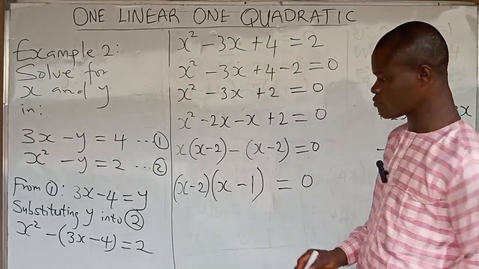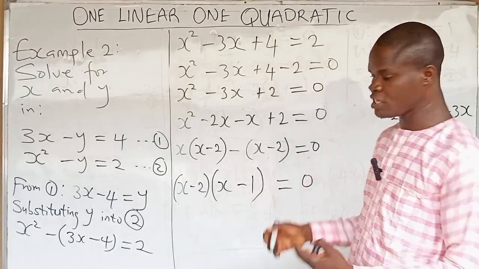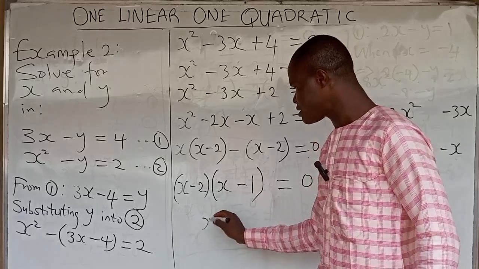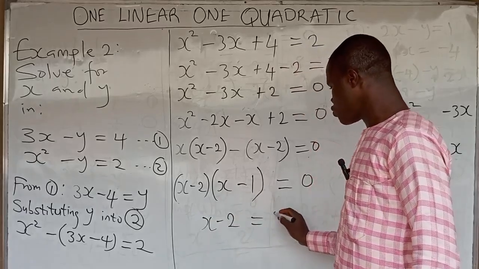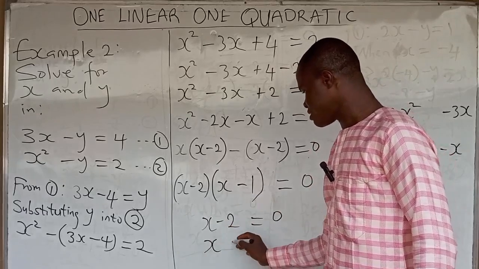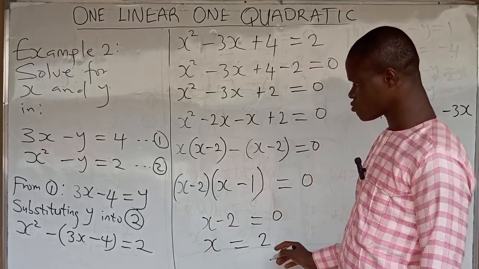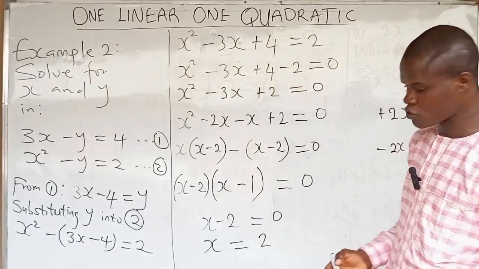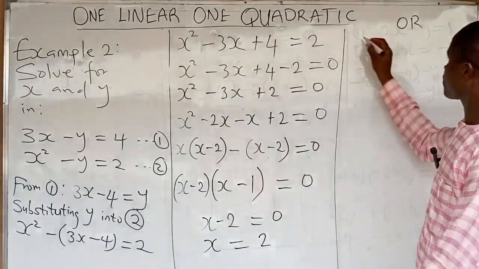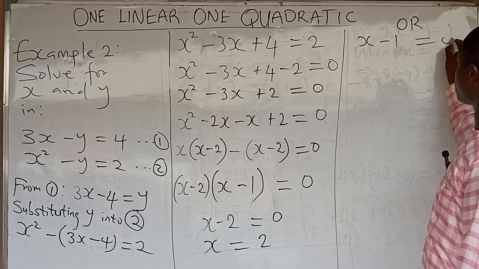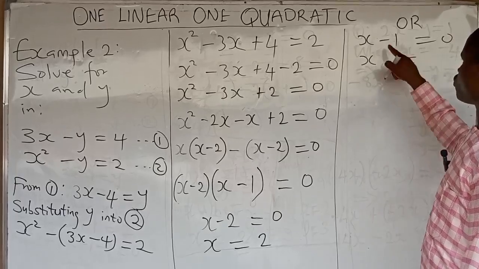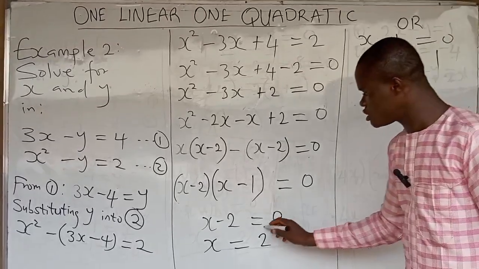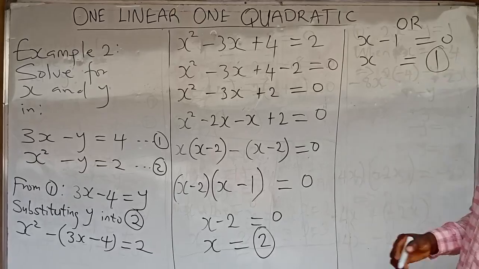Equal to 0. Since the product of these two terms is equal to 0, it is either x minus 2 is equal to 0, so therefore x is equal to 2, bringing this minus 2 across the equal sign becomes plus. Or the second term, x minus 1 is equal to 0, so that x is equal to, this is minus 1, if it crosses the equal sign, it becomes plus 1. So we're having these two answers as our values of x.